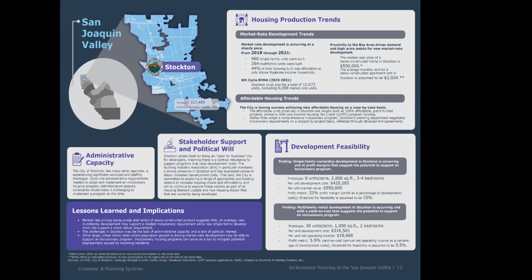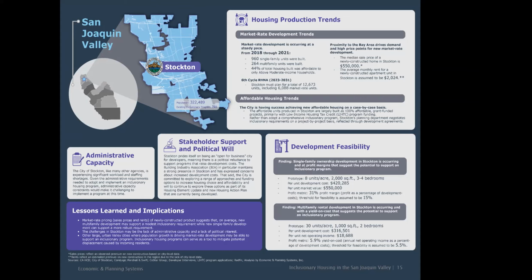So in Stockton, the median sales price of a newly constructed home is in the neighborhood of around $550,000. And then the average rent for, again, a newly constructed apartment is about $2,000 a month. And the way that we test for development feasibility is by comparing the market rate values that I just identified of this newly constructed product to the costs of developing that new product.